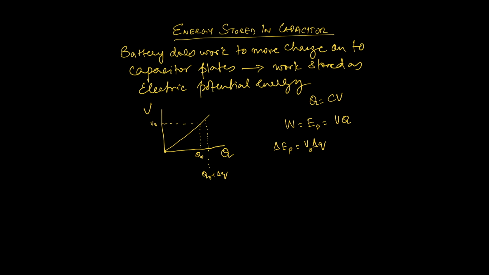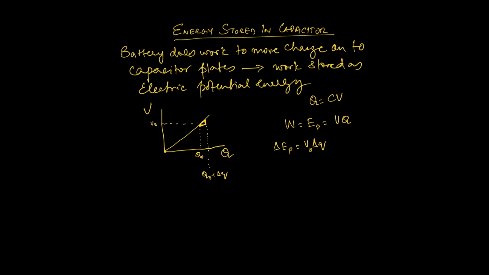What do you think this is? Isn't this equal to the area of this strip right here? Aren't we talking about this additional amount of work that's being done to move charge from the battery to one plate of the capacitor? If the amount of charge delta Q is really small, the strips become really thin, and their combined area is just equal to the area between the line and the horizontal axis.